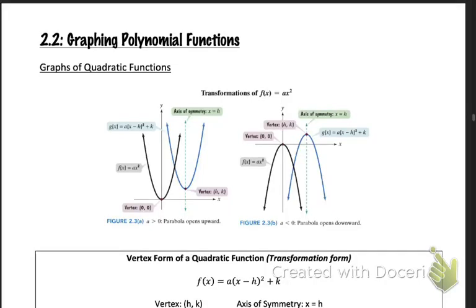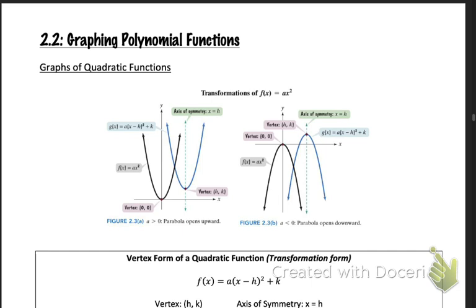In this section, we're going to talk about graphing polynomial functions. We're going to start by refreshing what we already know about the graphs of quadratic functions. We know that they make a parabola. And so some of the important things to notice here are the location of the vertex and then the axis of symmetry. So remember, we've talked about symmetry.